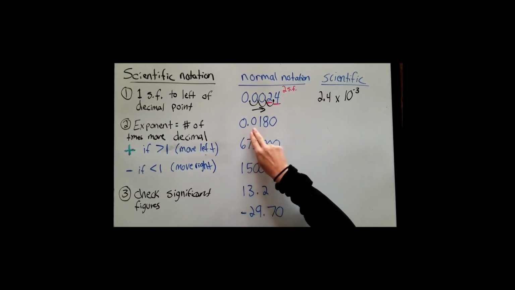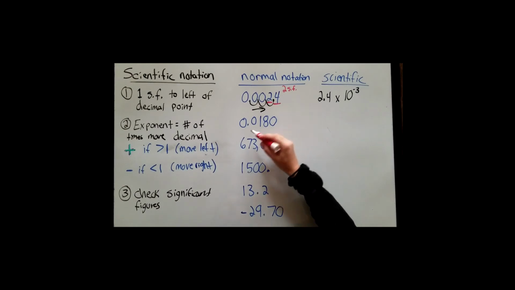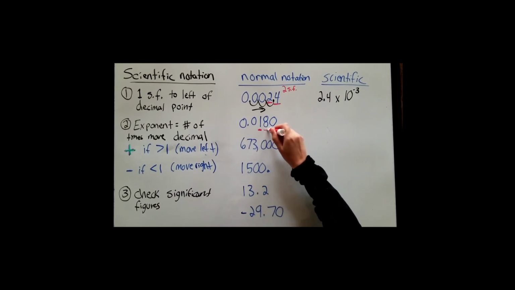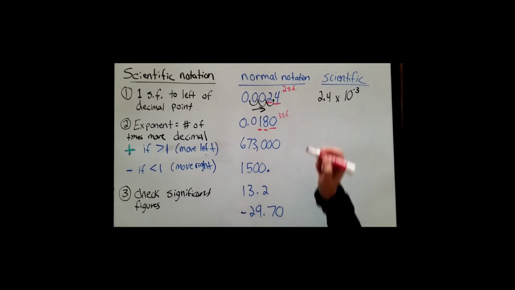We have 0.0180. Okay, start by counting significant figures. So we start counting at our first non-zero number, so we're going to start counting at the 1. The zeros before the 1 don't count. 8 counts, and now this trailing 0, it does count. So why? Because there's a decimal and we already started counting. So we have a total of 3 significant figures for this guy.